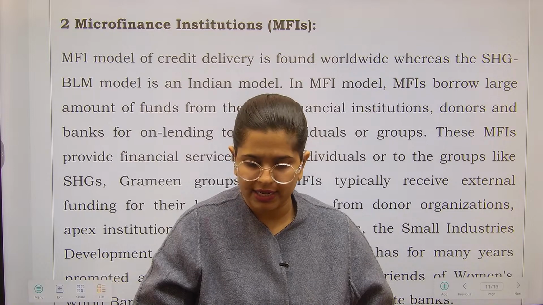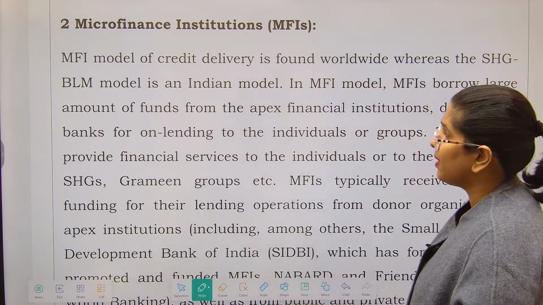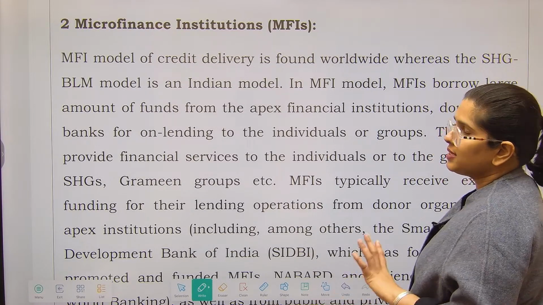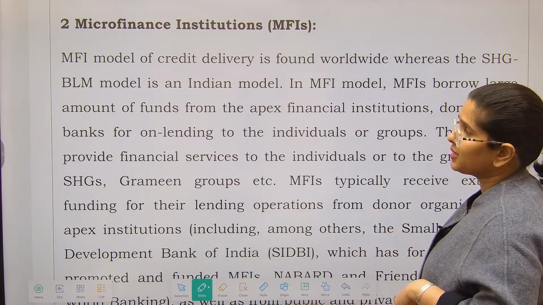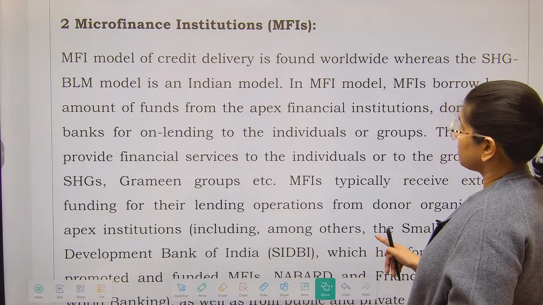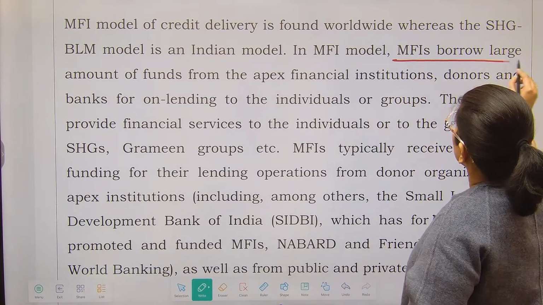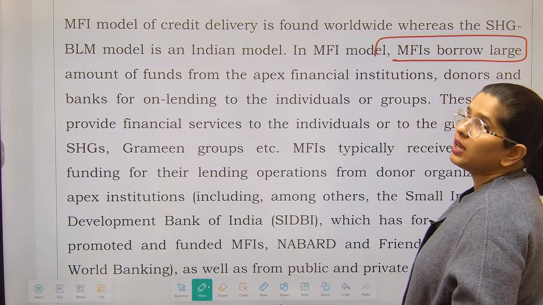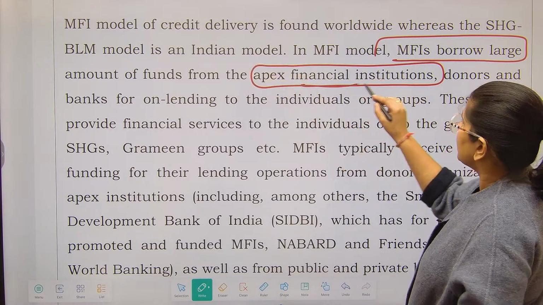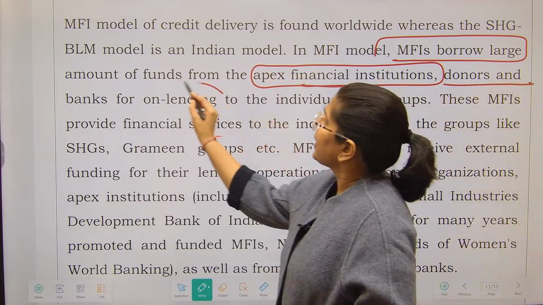Microfinance institutions, let us talk about it. So it is found worldwide where the self-help group bank linking model is an Indian model. ठीक है, microfinance सब जगह है और SHG BLM is our what we have made in India. So in microfinance institutions model, these institutions they borrow large amount of funds from the apex financial institutions, right, donors as well as the banks, so that they can lend.